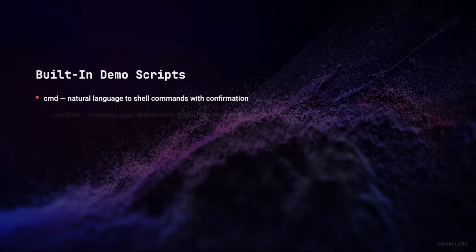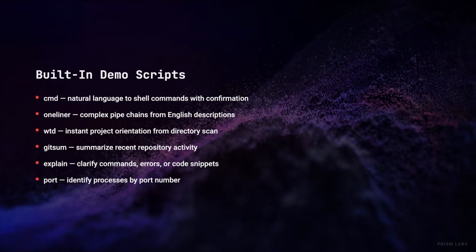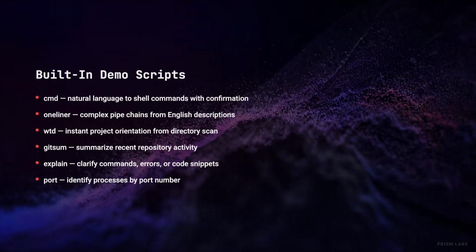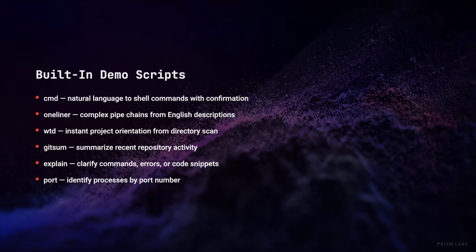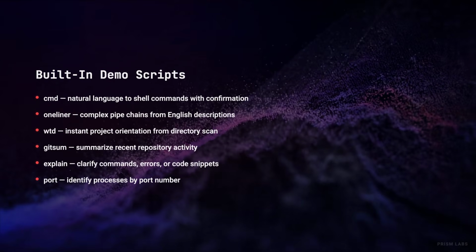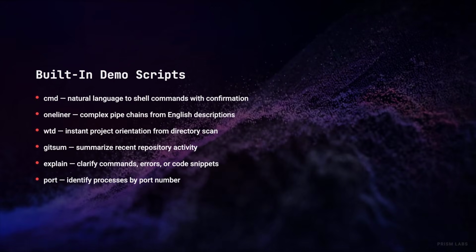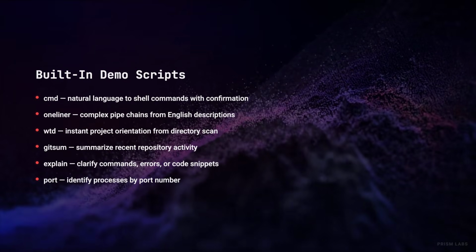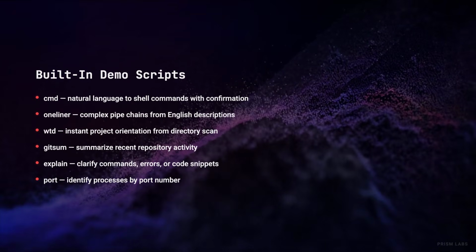The demo directory is where Apfel really shows its practical value. The cmd script translates natural language to shell commands. Describe what you want. It generates the command, you confirm and execute. The oneliner script builds complex pipe chains from English descriptions. The wtd script, what's this directory, gives you instant project orientation by scanning files and explaining what the project does. The gitsum script summarizes recent repository activity. The explain script clarifies commands, errors, or code snippets. And the port script identifies which process is listening on a given port.